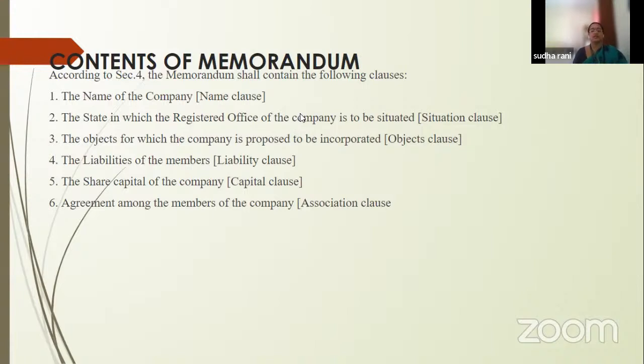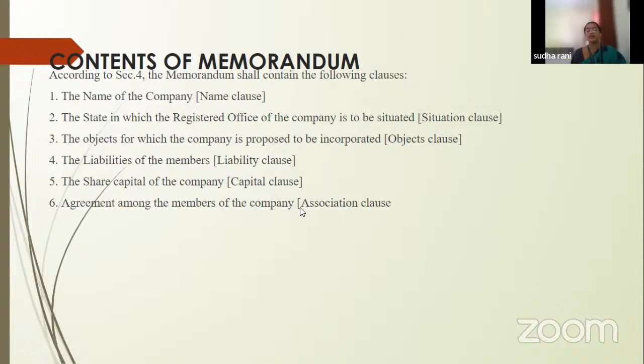The next one is the liability clause. Under this clause, it mentions the liability of its members, whether the liability of members is limited by shares or limited by guarantee. The next, share capital clause. Capital clause means the amount of capital. It tells about the details relating to the capital of the company. The next, agreement among the members of the company.